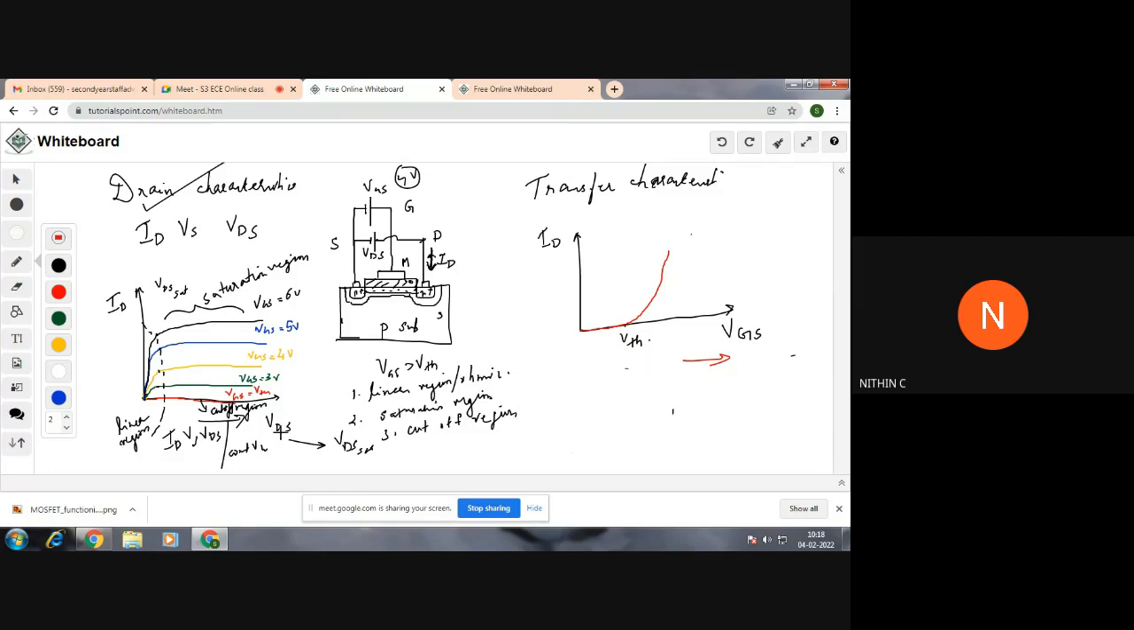Remember, these are the drain characteristics and transfer characteristics of the N channel enhancement MOSFET. You can draw this and I will keep the slide as such.